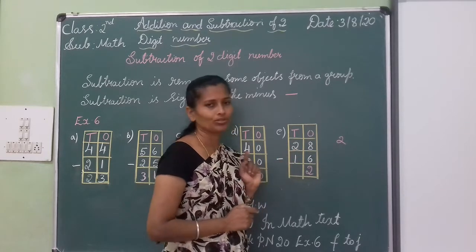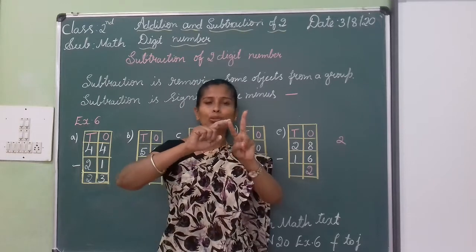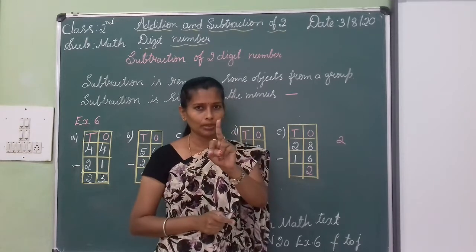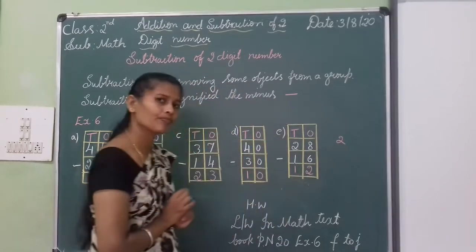2 minus 1. Very easy. 2 minus 1. From 2, if I remove 1, how many are remaining? Only 1. Right? 1 in the tens place. Got it, children?